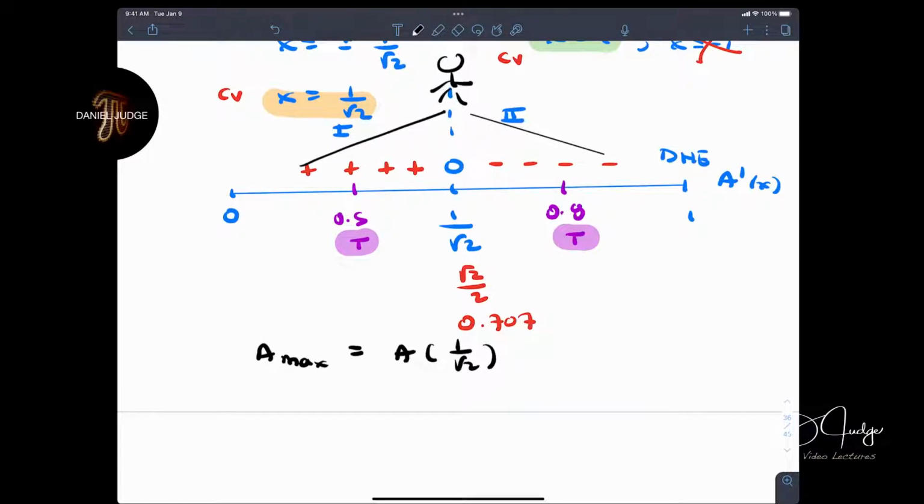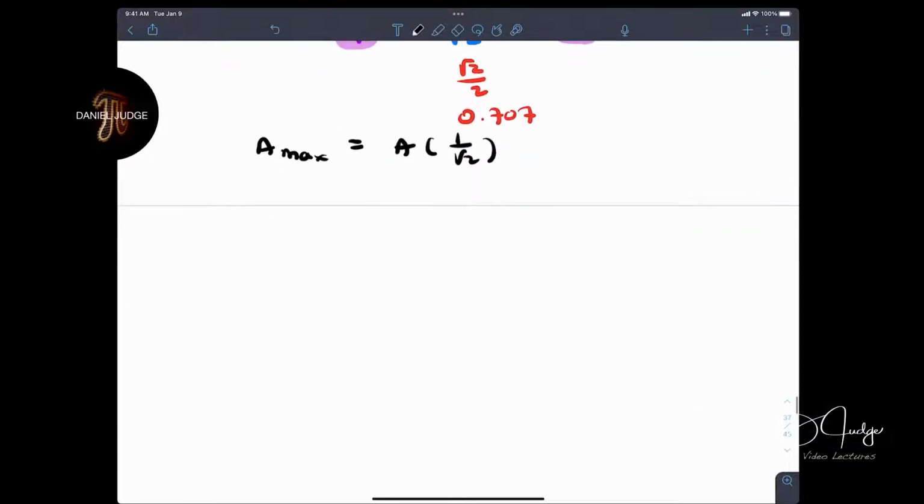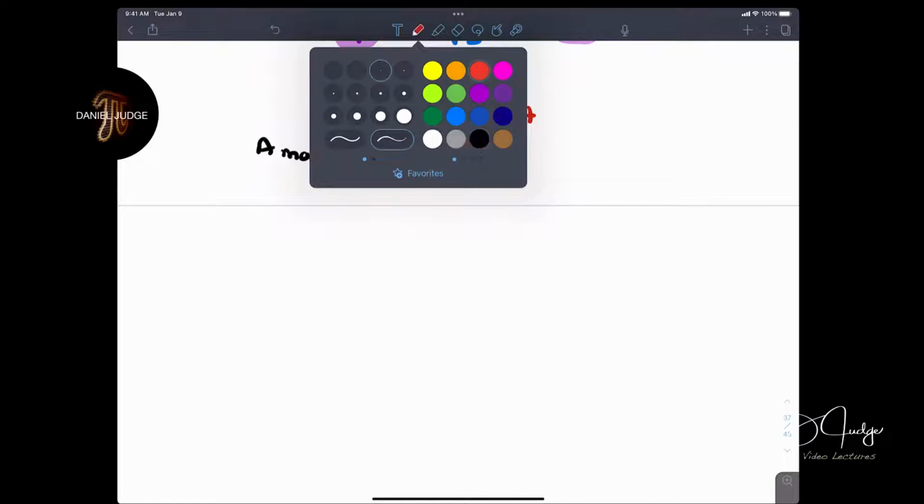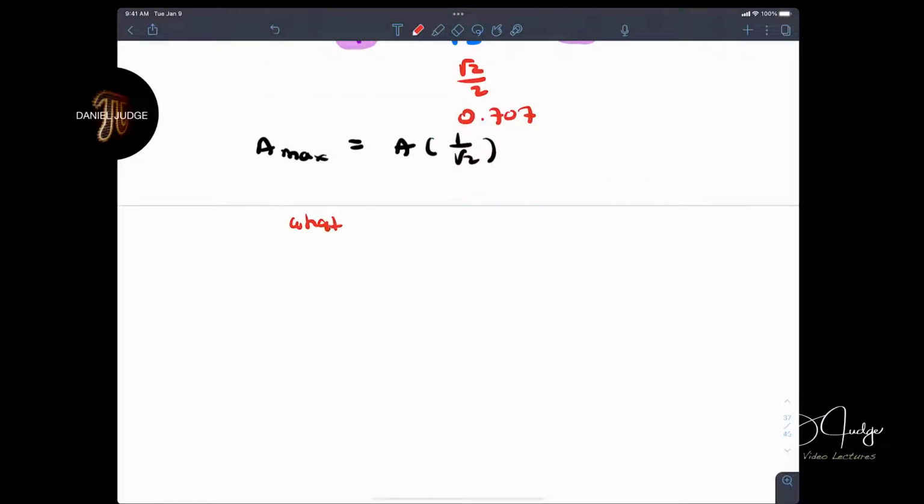But the question is, what are the dimensions? They didn't really ask for the relative max. They didn't really ask for the maximum area. They said, what is the dimensions of that rectangle? Okay, now this is an x value.